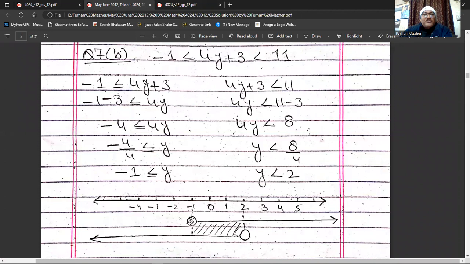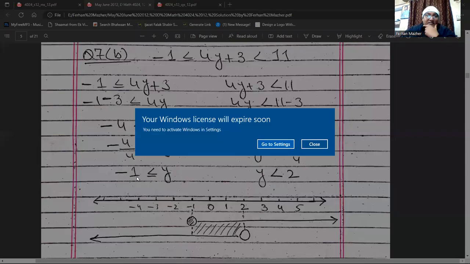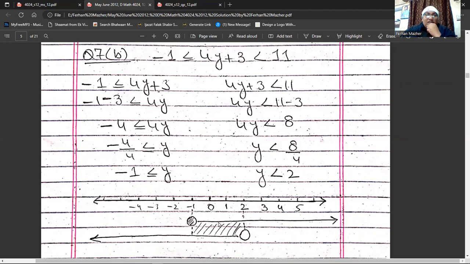So I will take this portion. Minus 1 is less than or equal to 4y plus 3. So this plus 3 will go on the other side. It will become minus 3. So minus 1 minus 3, that will be minus 4, less than or equal to 4y. This 4 will come to the other side. It will divide there. So minus 4 by 4, and that will be minus 1. So minus 1 is less than or equal to y. Or in other words, you can say y is equal to and more than minus 1. So I will represent this on the number line you see here.